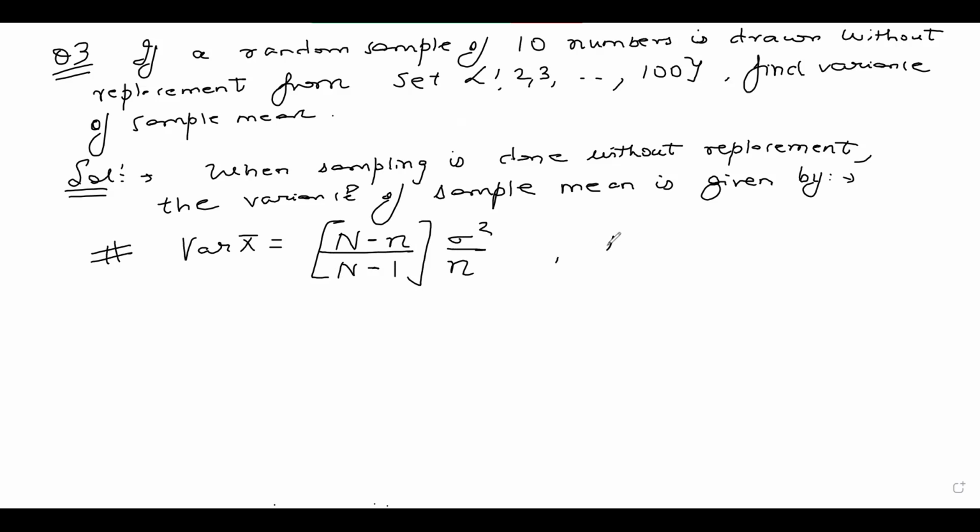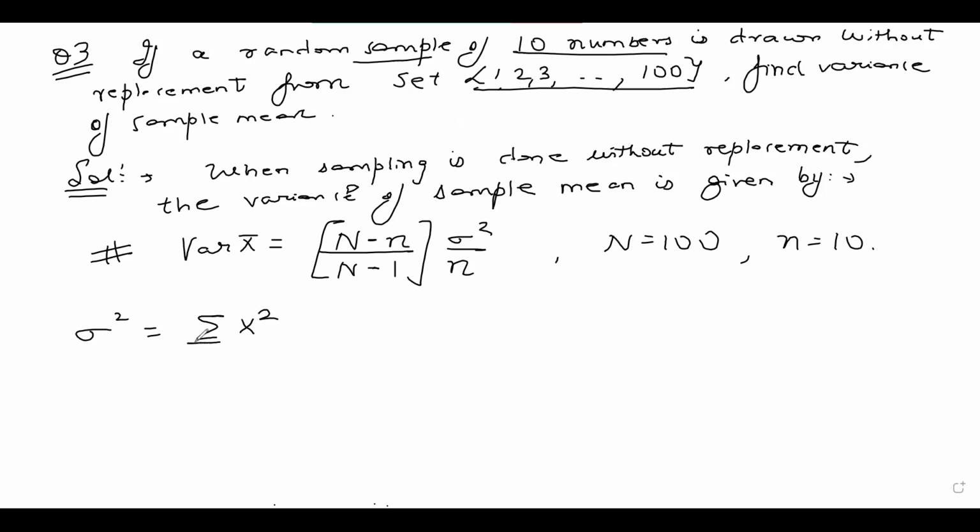Now capital N is 100 because the population goes from 1 to 100. Random sample of 10 numbers is chosen. So small n is 10. What is sigma square? Sigma square is the population variance. Now students can recall the formula for population variance. It's summation x square by n minus summation x by n whole square.